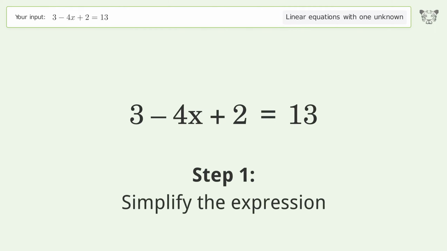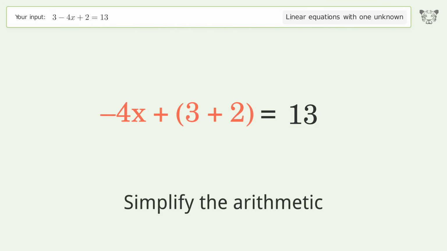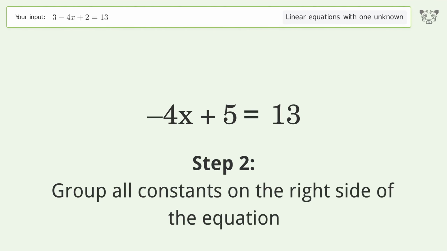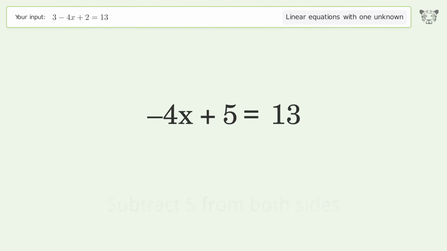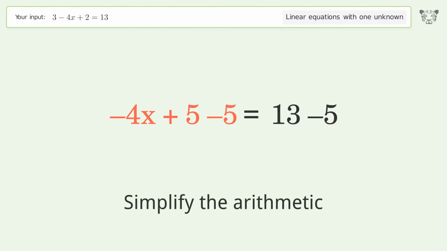Simplify the expression. Group like terms. Simplify the arithmetic. Group all constants on the right side of the equation. Subtract 5 from both sides. Simplify the arithmetic.